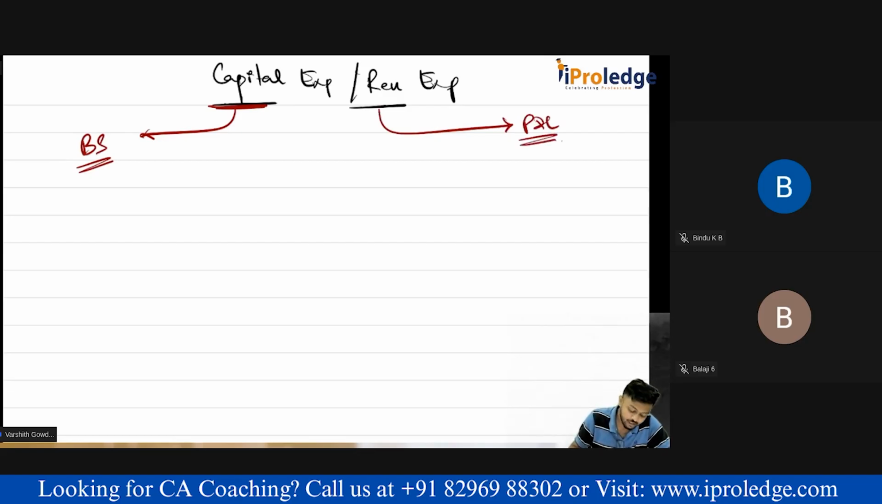What is an example of capital expenditure? Purchase of furniture. Whenever you purchase furniture, will it go to the P&L? No. What will be the journal entry?